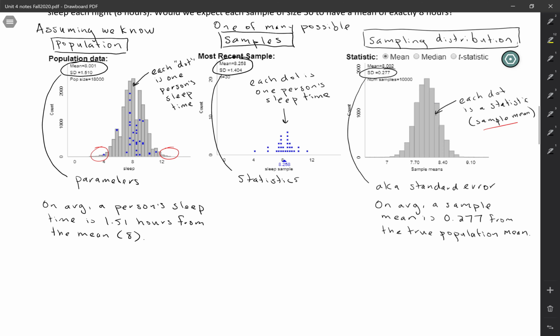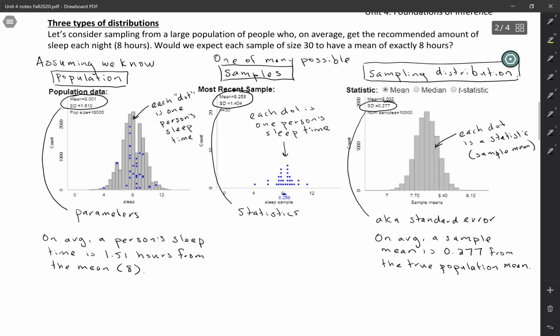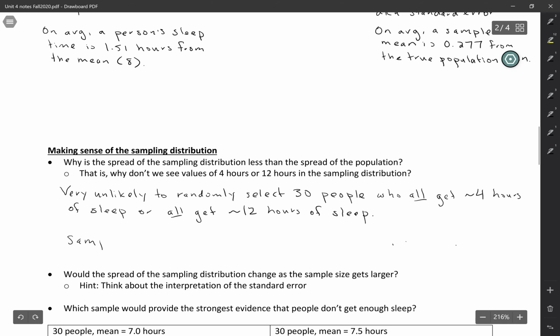So even though it's possible to have an individual person who's only getting 4 hours of sleep or 12 hours of sleep, it would be very, very unusual to take a sample of size 30 and end up with a mean of 4 or a mean of 12. In fact, as sample means go, it looks like maybe 7 and 9 are about as extreme as it gets. So to summarize, sample means are much less variable than individuals.